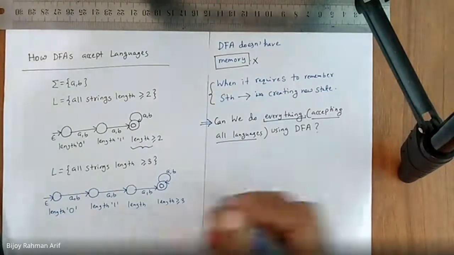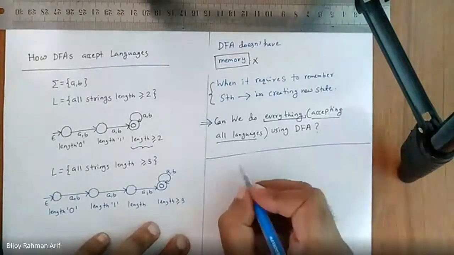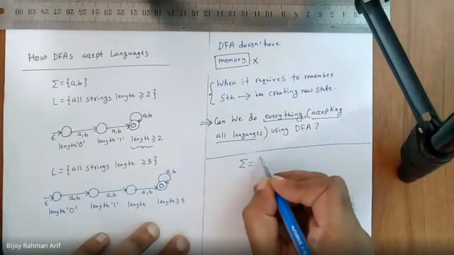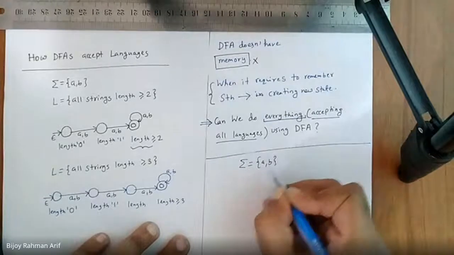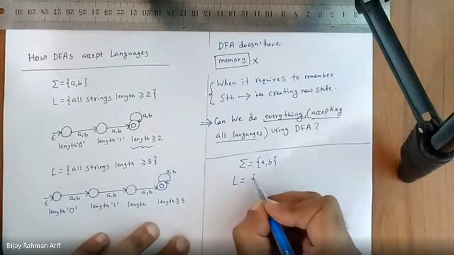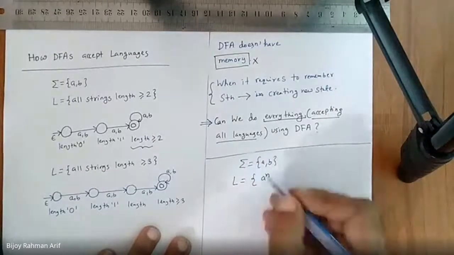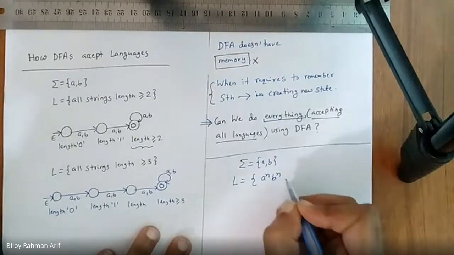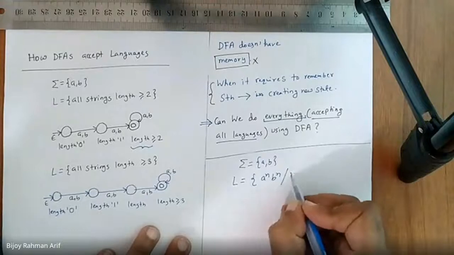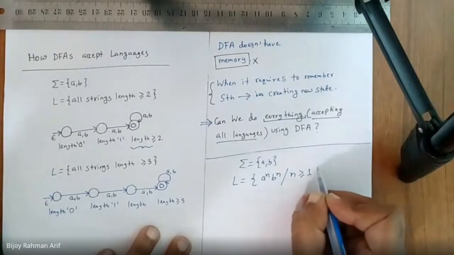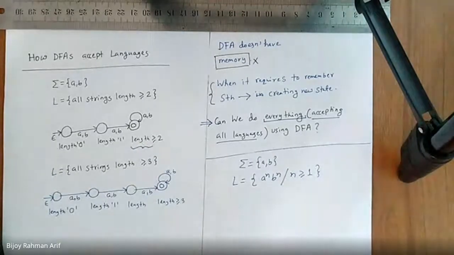Let's take this language. Sigma equals {a, b}, and my language is a then b: at first I'm expecting a, then I'm expecting b, and the number of a's and b's should be equal and greater or equal to 1. Can we have a DFA for this language? Tell me.